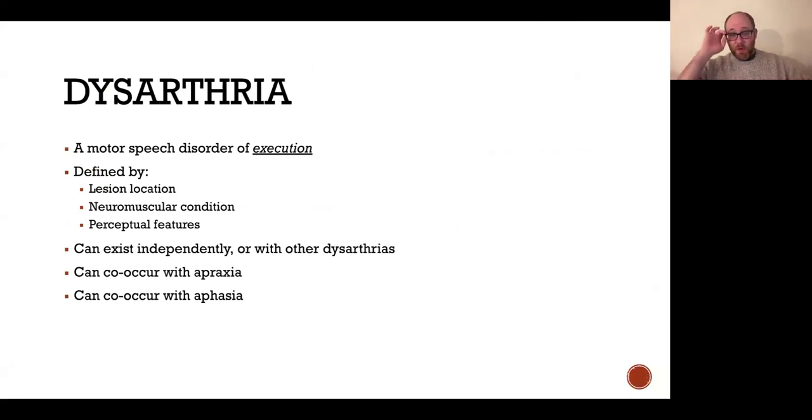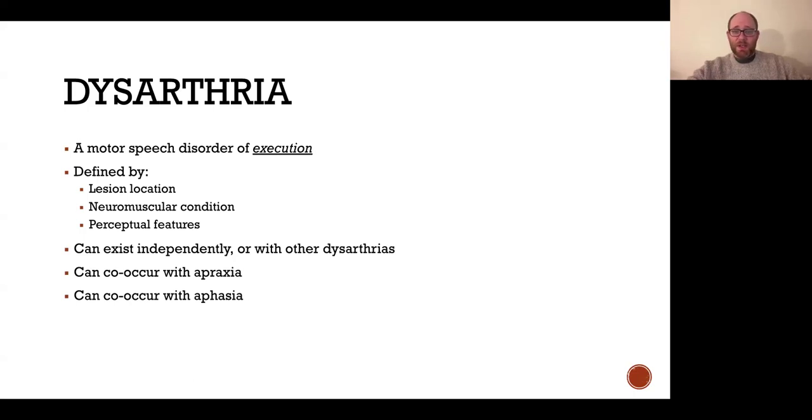Like I said before, dysarthria itself is a motor speech disorder of execution. We already talked about what that means, but essentially getting your articulators to where they need to go to produce a sound or word, etc. That encompasses what is execution. Dysarthrias themselves are defined by where in the nervous system the lesion occurs, the neuromuscular condition that results from that particular lesion, and then a wide variety of perceptual features, which we're going to dive into in pretty great depth here in a little bit.